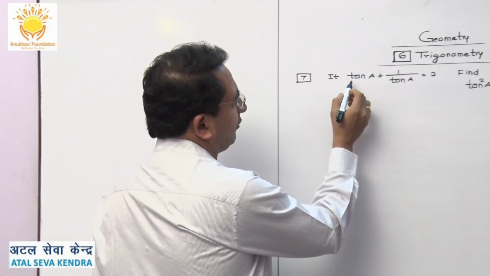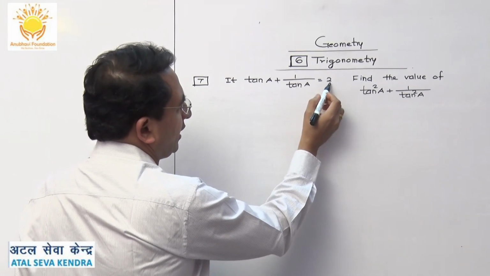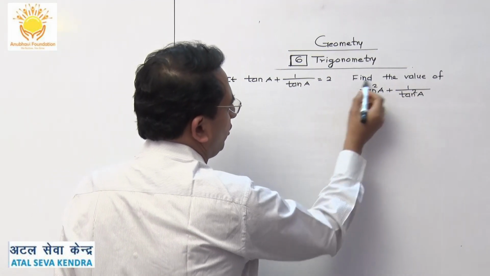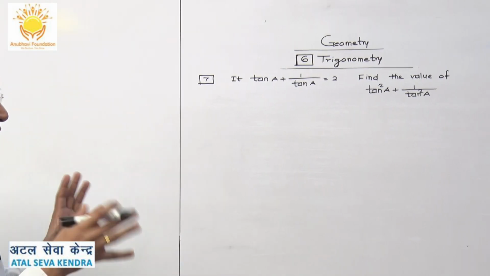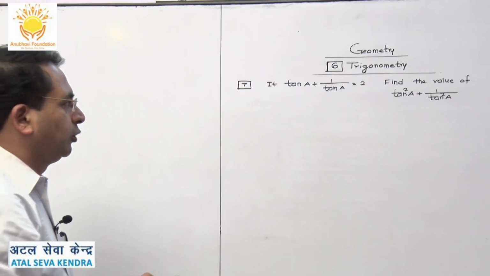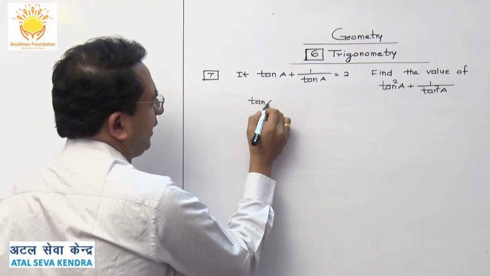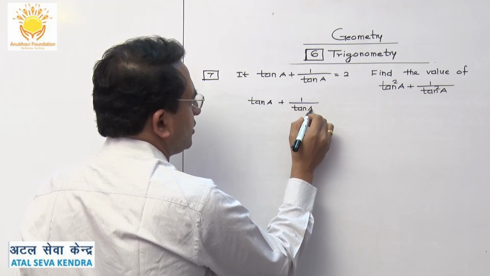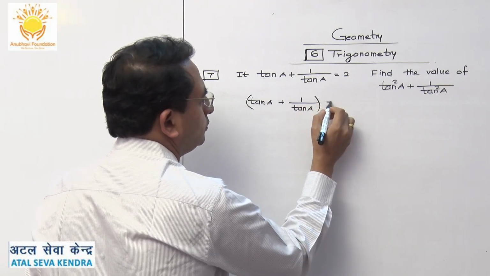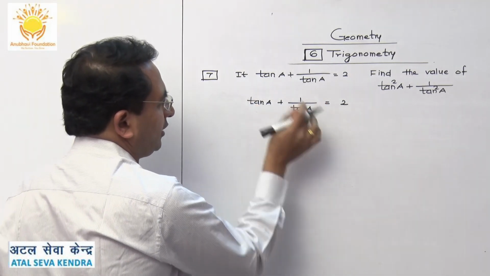Let us go for one more simple sum. They have given the value of tan of A plus 1 upon tan of A as 2, and they have asked you the value of this expression. Now these questions are anyhow connected by using some algebraic method only. This is the part which I rewrite again. Tan A plus 1 upon tan of A is equal to 2. This is what they have given.